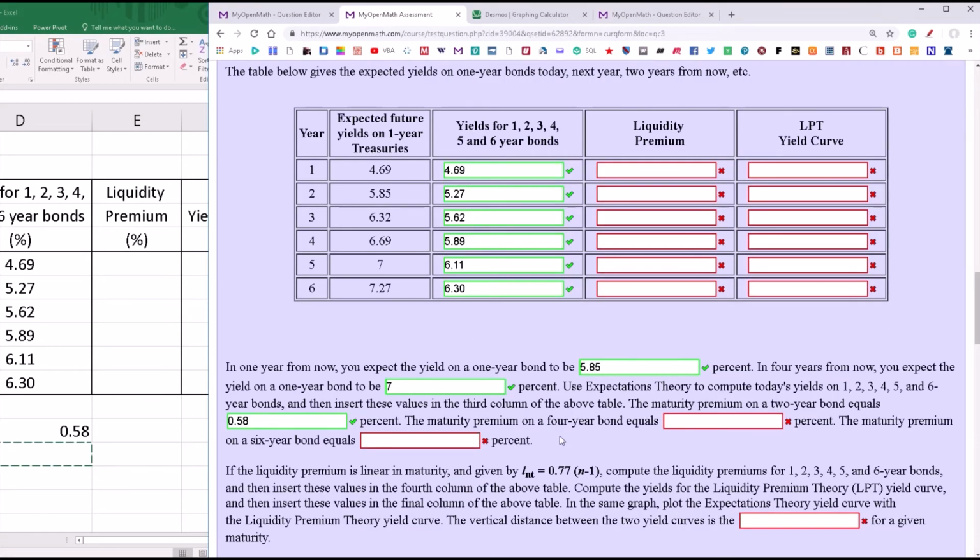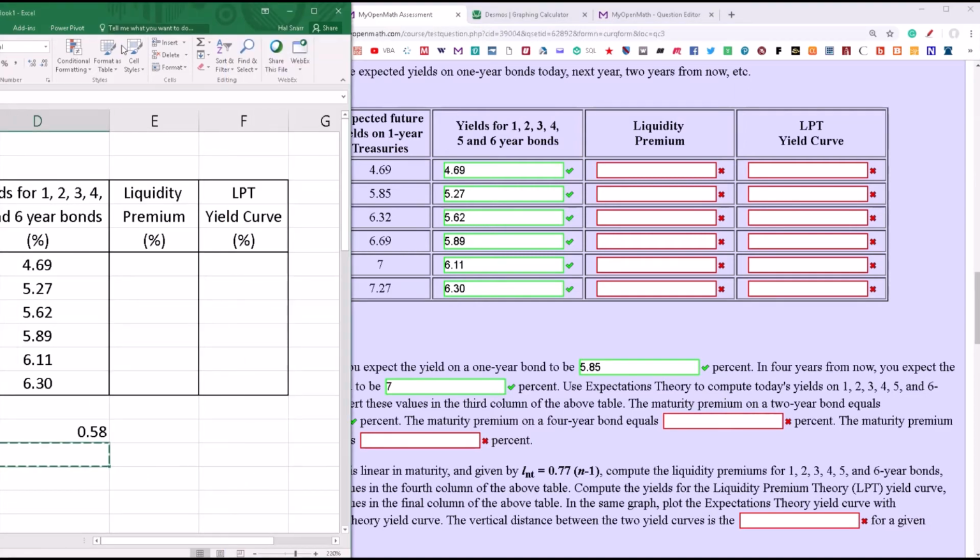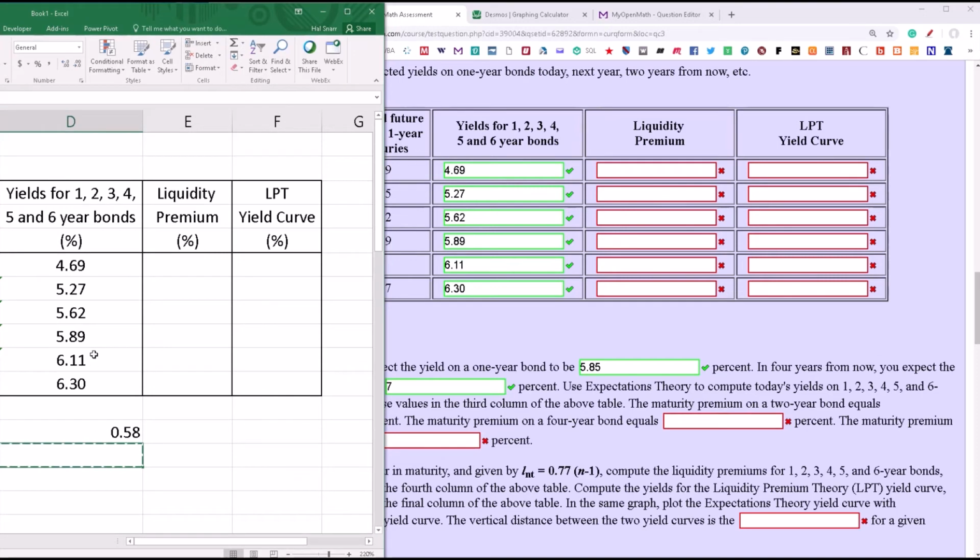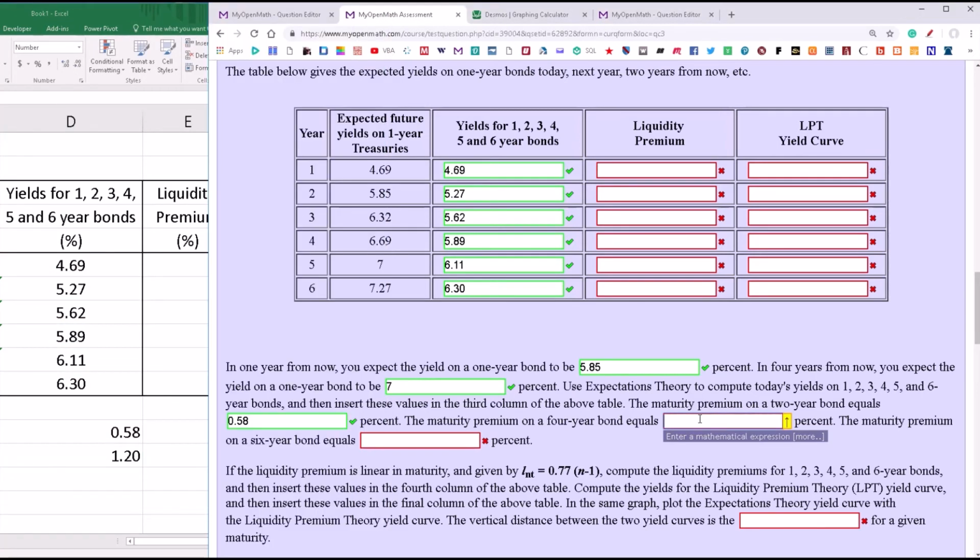Okay. The maturity premium on a 4-year bond equals what? So now we're looking at a 4-year bond, right? 1-year bond, 2-year bond, 3-year bond, 4-year bond, so that equals 1, 2, 3, 4 minus the 1-year, 1.20. Those are the maturity premiums.